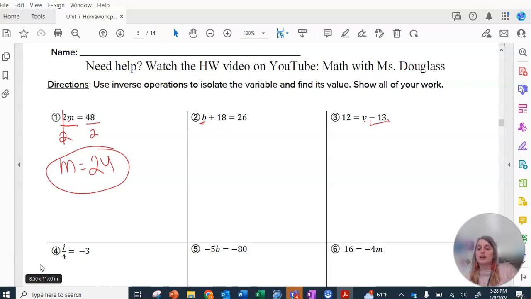I care about this negative 13. I am not trying to undo the 12. That has nothing to do with v. I'm trying to undo that minus 13, so I'll do the opposite. I'll add 13 to both sides. This gives us 25 is the same as v, which is isolated now on its own. That's our solution. So you need to do that for each of these.